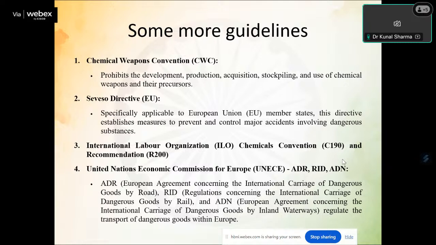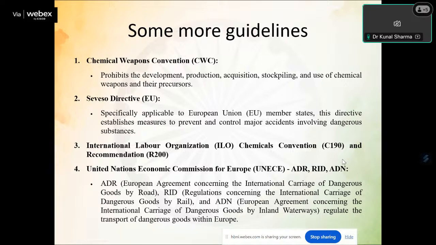Then we have one more directive. It is called the SEVESO directive, specifically applied to European Union member states. This directive establishes measures to prevent and control major accidents involving dangerous substances. So dangerous substances particularly include chemicals and radioactive materials, plus biological agents also. The SEVESO directive also talks about these, but majorly European Union member states are covered.